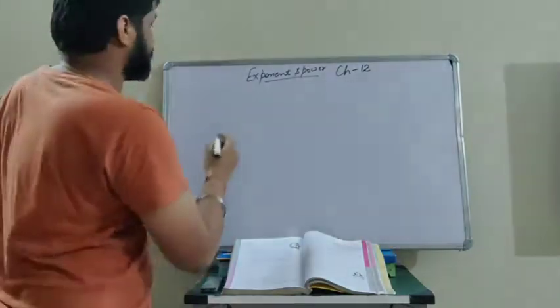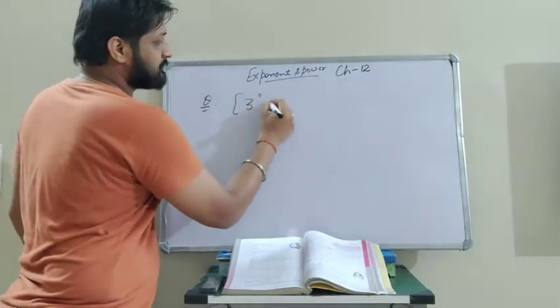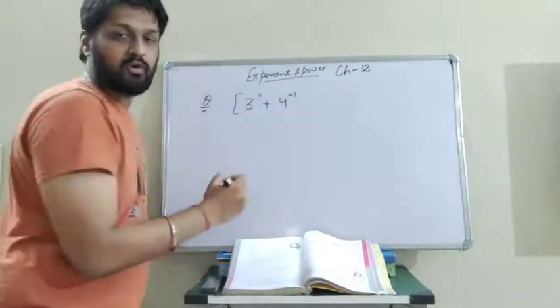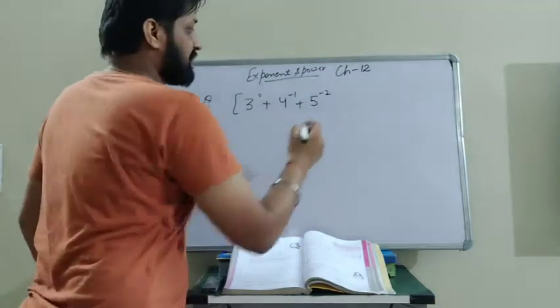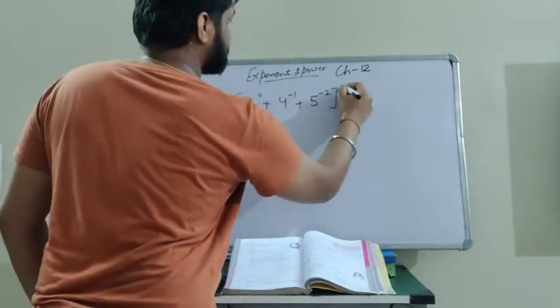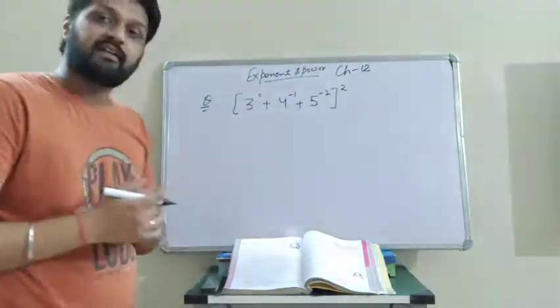Let's do one more question. The question is: (3 raised to the power 0 plus 4 raised to the power minus 1 plus 5 raised to the power minus 2), whole power 2 is given, and we have to simplify this.